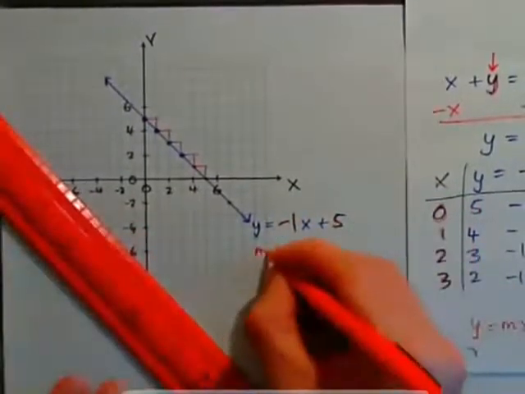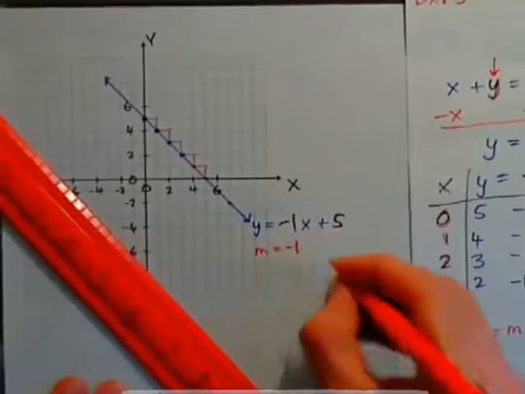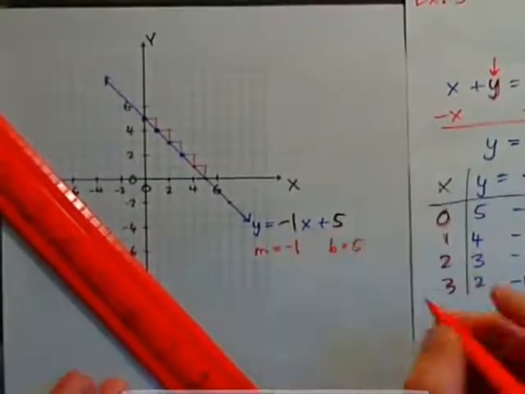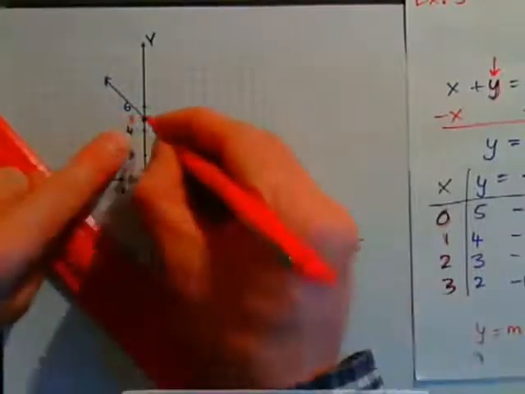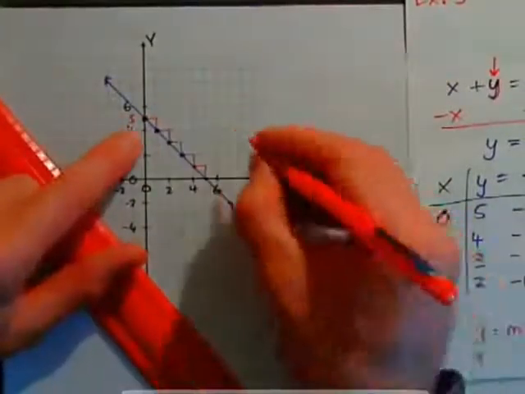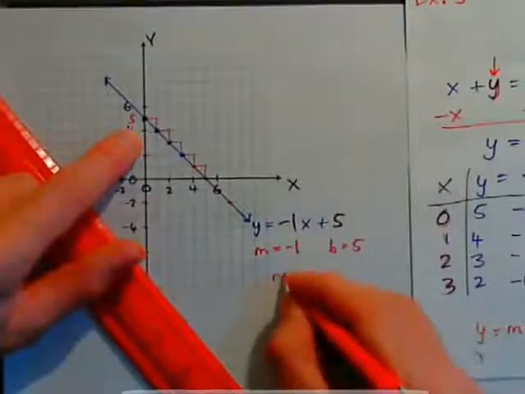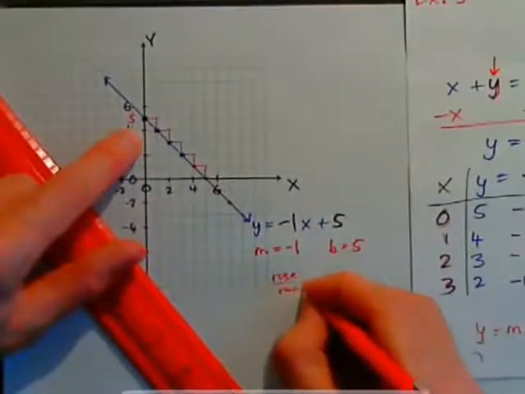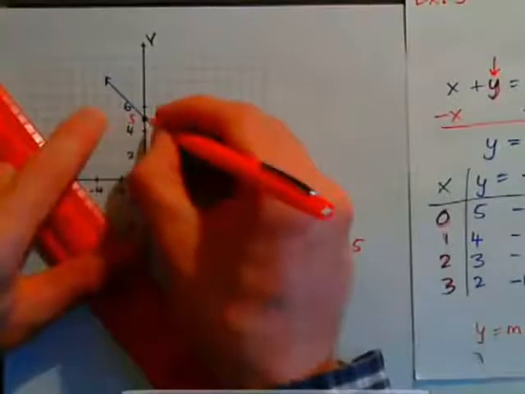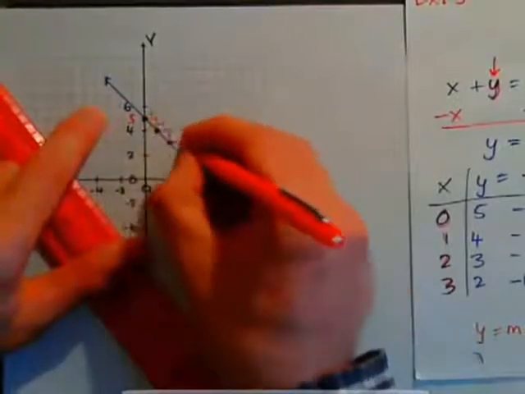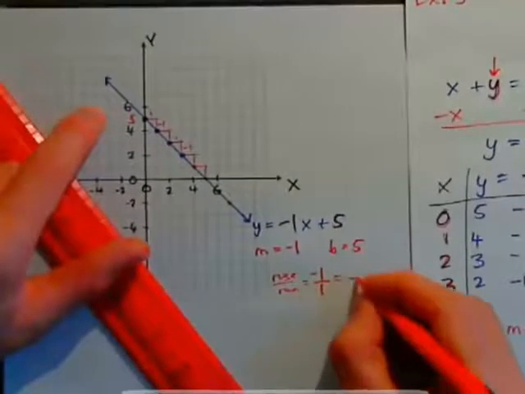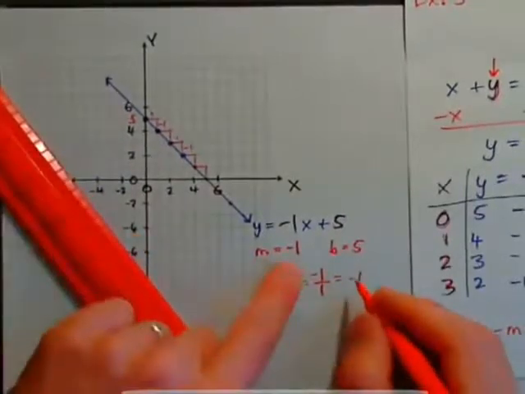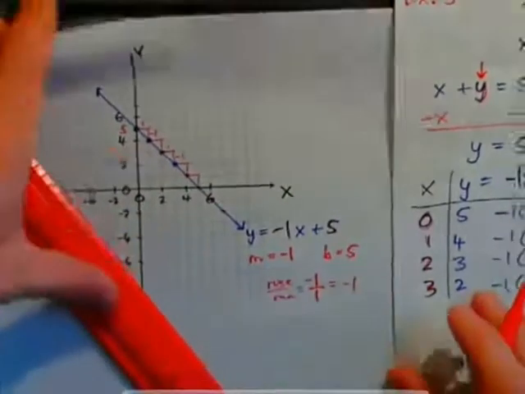And of course, the slope is this number, negative 1. The y-intercept is this number, 5. It goes through the y-axis at 5, doesn't it? And my rise over run for this line is, of course, run 1, go down 1. Go over 1, down 1. So run 1, rise negative 1, and that calculates to be negative 1. So the slope is negative 1, the y-intercept is 5, of course.